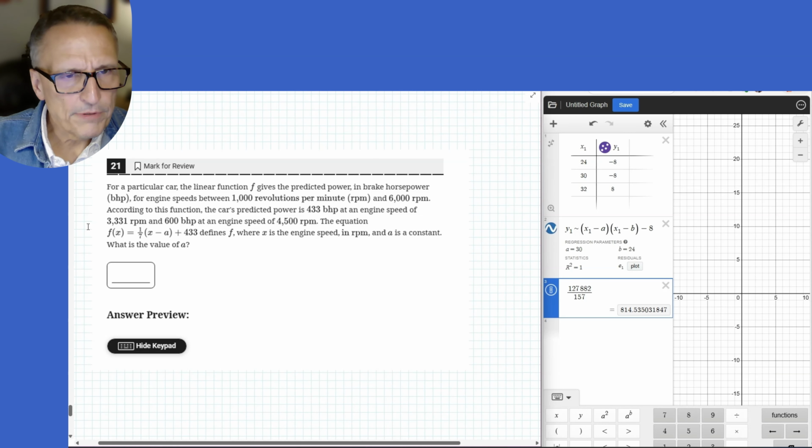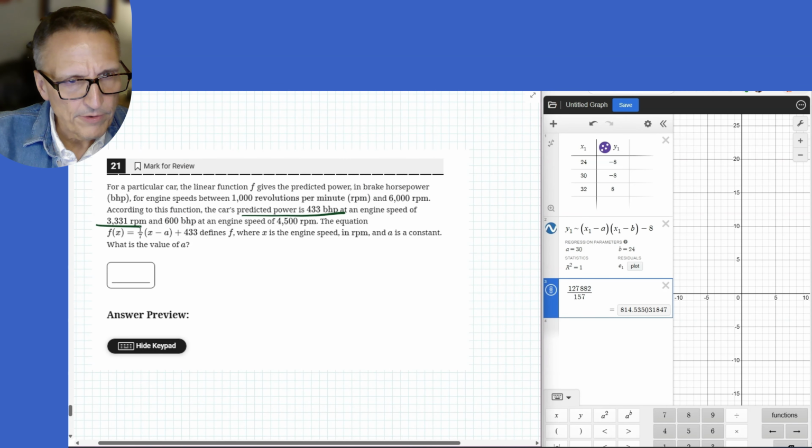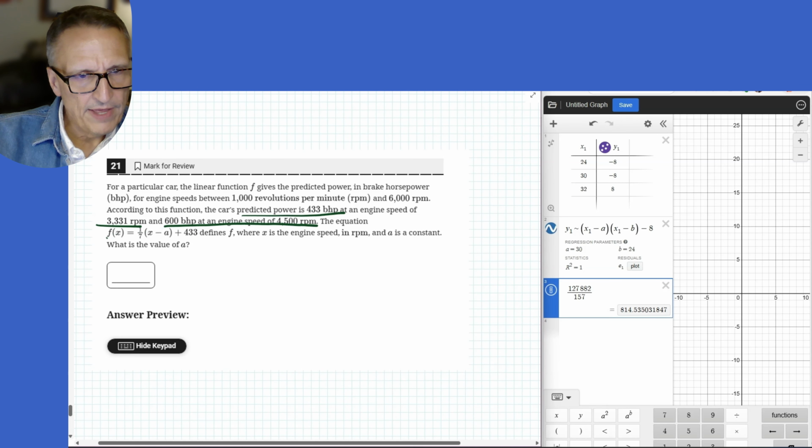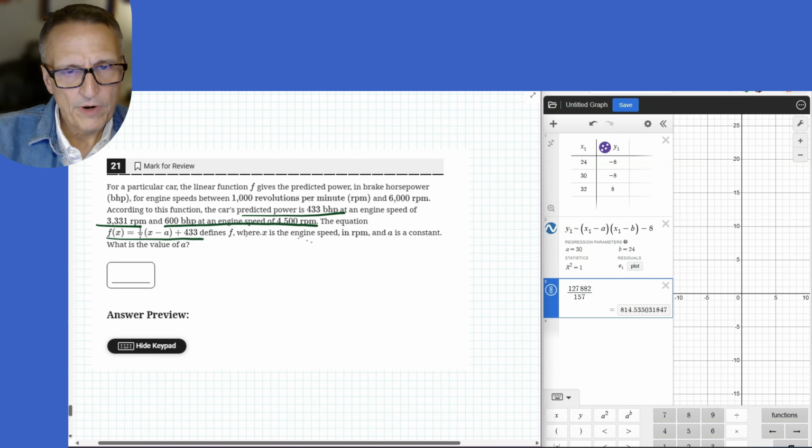For a particular car, the linear function f gives the predicted power in brake horsepower for engine speeds between 1,000 RPM and 6,000 RPM. Okay, and then they give me two ordered pairs with these two variables. It says that the predicted power is 433 horsepower at an engine speed of 331, but 600 horsepower at an engine speed of 4,500. Then it says the equation f of x equals 1/7 x minus a plus 433 defines f, where x is the engine speed in RPM and a is a constant.